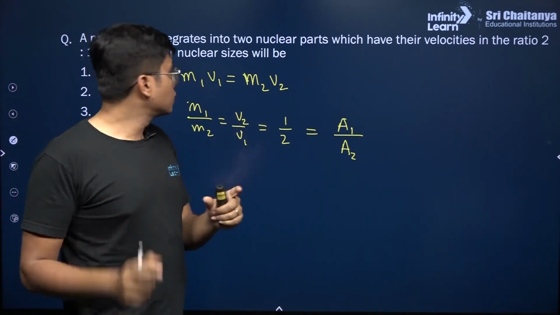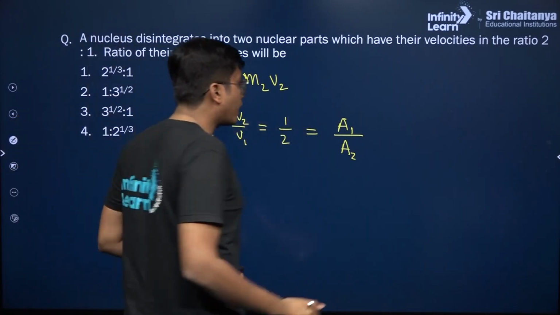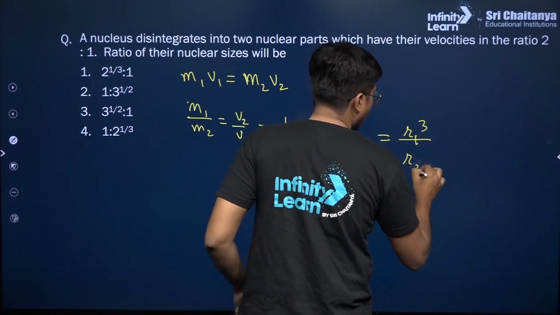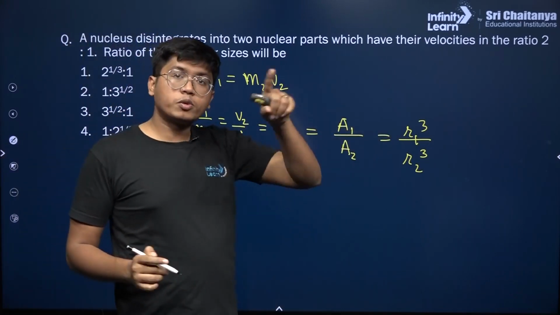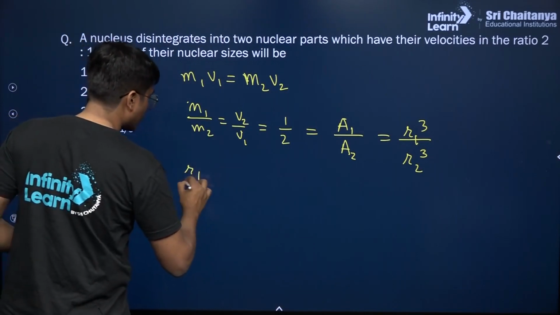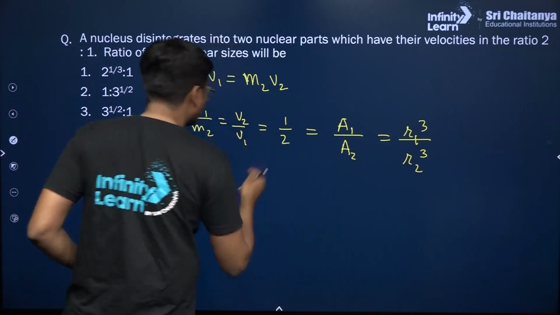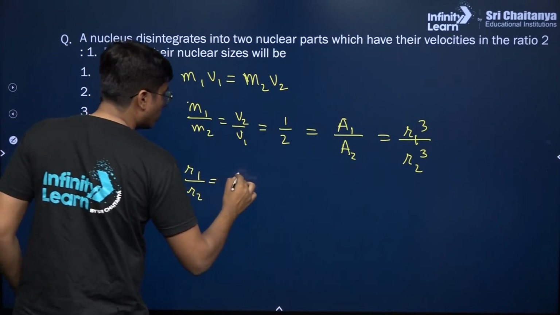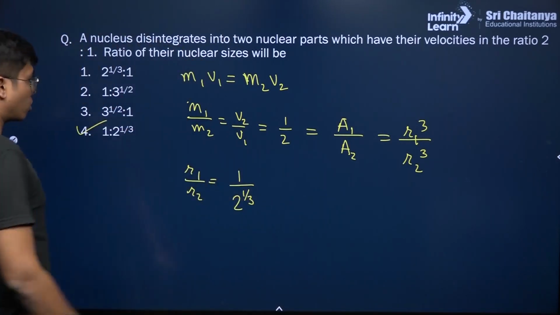Also, since we want the nuclear sizes, we want the nuclear radii, we know A is proportional to r cubed, right? Or rather r is equal to A to the power 1 by 3. So from there we essentially get that r1 cubed by r2 cubed is equal to half, so r1 by r2 would be 1 by 2 to the power 1 by 3. So the correct option is option 4.